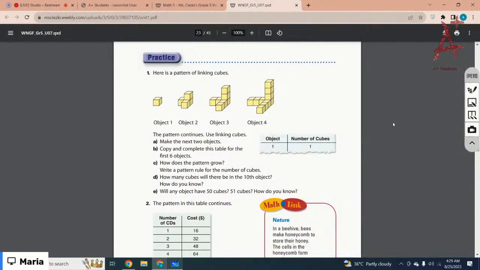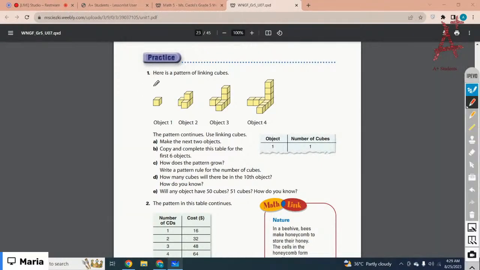Let me just count the cubes. For the first object, you have just 1. Then 1, 2, 3, 4. 1, 2, 3, 4, 5, 6, 7. 1, 2, 3, 4, 5, 6, 7, 8, 9, 10. Okay. That means the cubes are increasing by 3 every time, right? For object 1 you have 1 cube, object 2 you have 4, object 3 you have 7, object 4 you have 10, right?